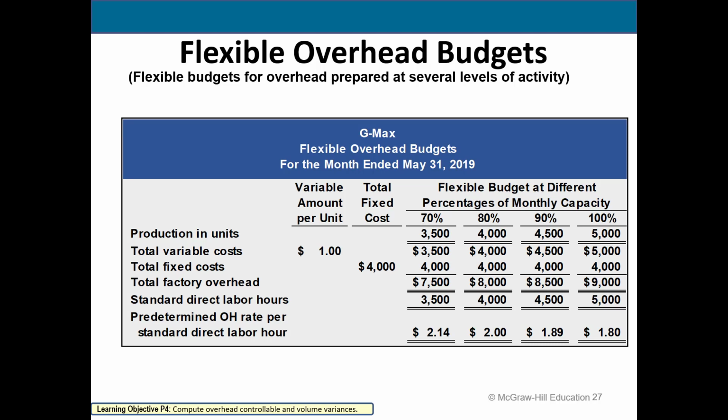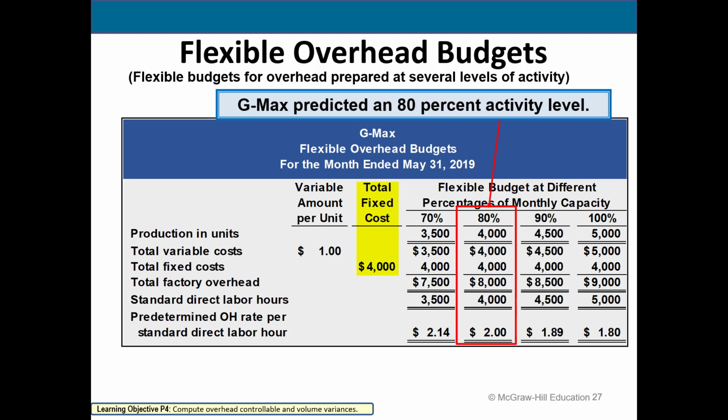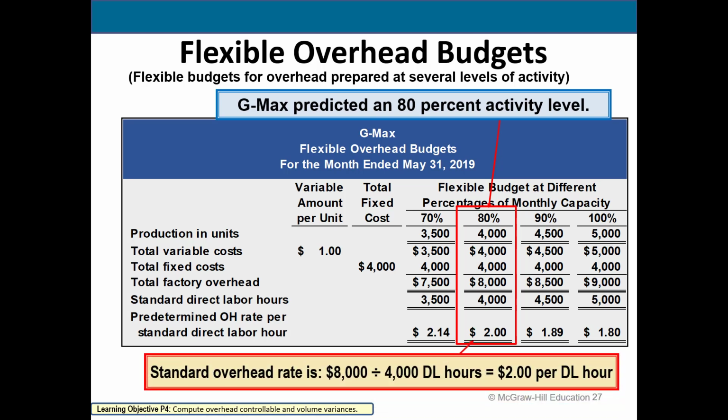You can also see that it's separated into a variable component based on the number of units, so it's $1 per unit, and a fixed component, which is $4,000. Here they've decided that 80% is the predicted level of activity. So now we can just look at the 80% column, and we can get the standard overhead rate of $2 per hour by taking the $8,000 and dividing it by 4,000 direct labor hours.